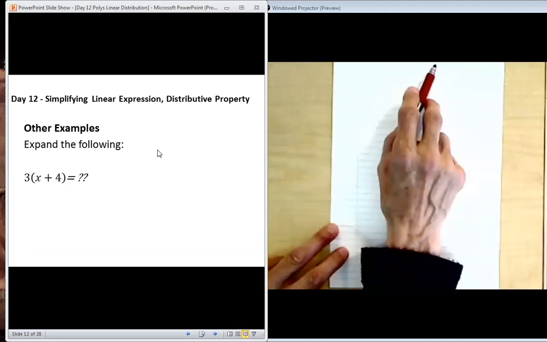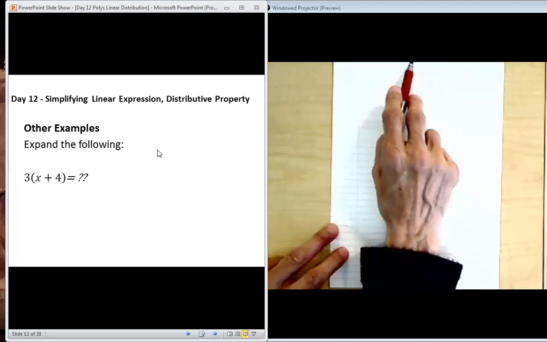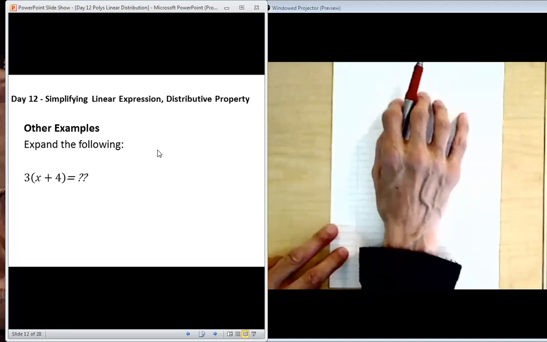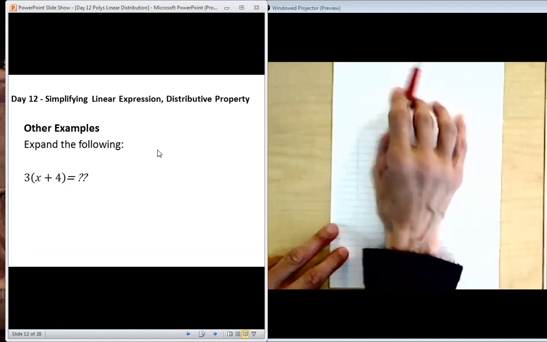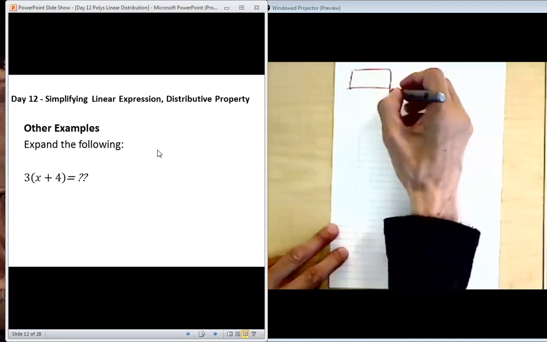That's what we get as our final answer. Okay. It's not 3x times plus 12 to give 36 or anything. It doesn't work that way. Okay. Works like this. And keep in mind, you can always do a little rectangle picture.